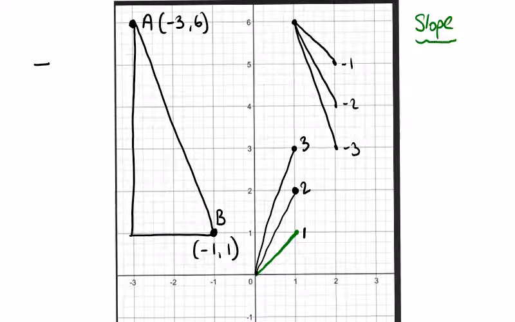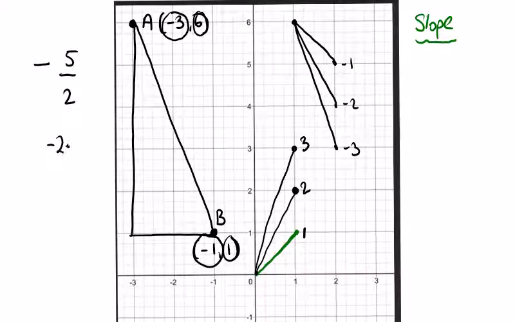Change in y. From 6 all the way to 1, the change in y is 5. And the change in x, from negative 3 to negative 1, the change in x is 2. So the slope here is minus 2.5, or negative 5 over 2.